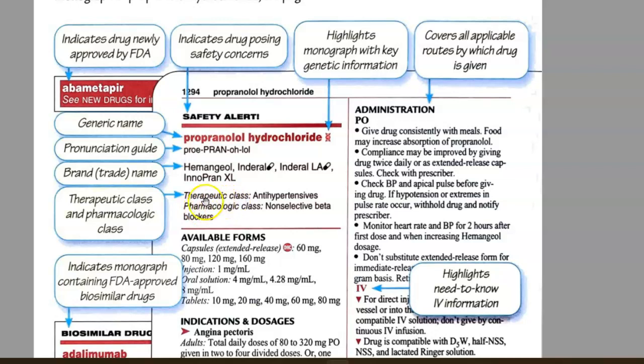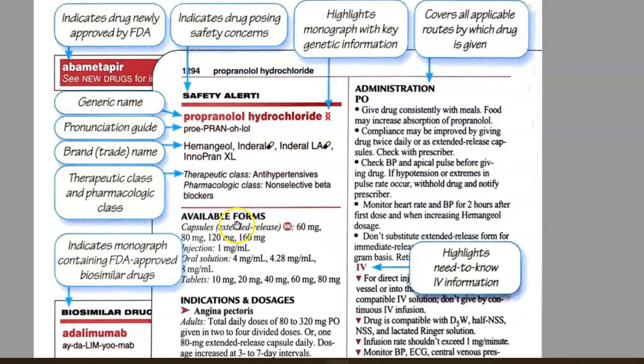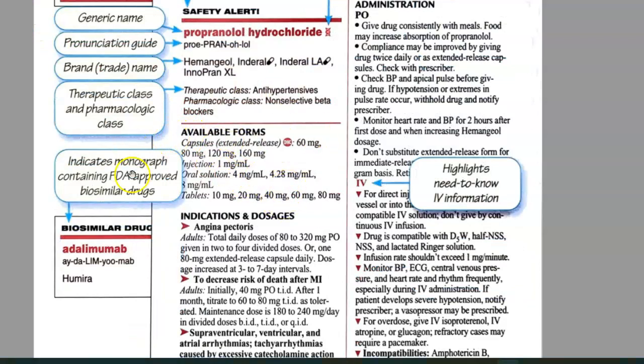And you have your therapeutic class, which is this one, because we're going to be asking you the therapeutic class of medication. In this case, this is an antihypertensive. Followed by, over here, the pharmacologic class. Again, for propranolol hydrochloride, this is a non-selective beta blocker. Not related to this drug, but just as an example, if there are any biosimilar drugs available, it will indicate it there.